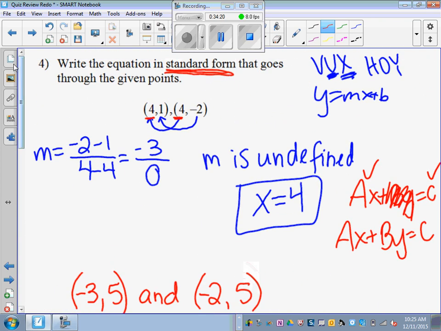Okay, so it was undefined here. We know vertical lines are undefined. What if the x value was -4? Yes, it'd be x equals -4. Whatever your x value is, you take that and run with it.